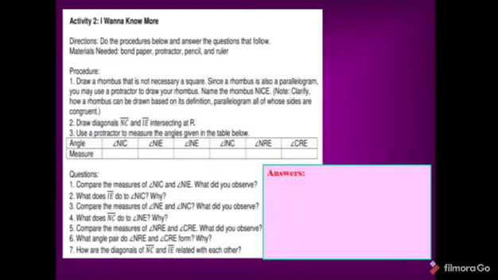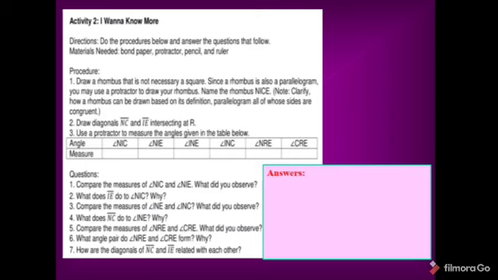Now let's proceed to activity number 2: Something More to Know. The procedures, you have it there. In the directions, do the procedures below and answer the questions that follow. Same with the materials that we need: bond paper, protractor, pencil, and a ruler. So this is now the time that you're going to work on your own.